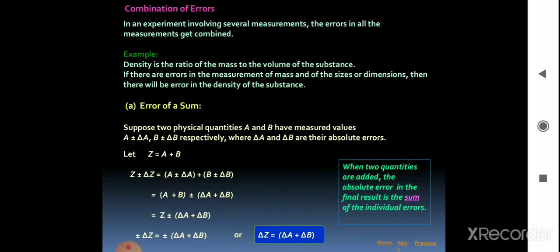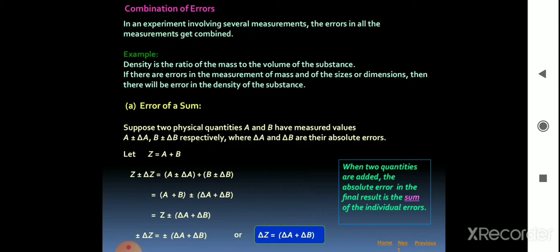Now let us see the combination of errors. If we do an experiment involving several measurements, we must know how the errors in all the measurements combine. For example, density is the ratio of the mass to the volume of the substance. If we have errors in the measurement of mass and size, we must know what the error will be in the density of the substance.